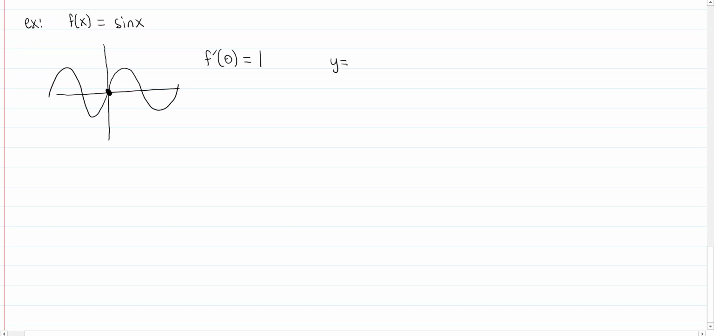We know that the tangent line to the sine function at this point passes through the point 0, 0 for x naught and y naught. And then, as we're noting, the slope of the tangent line should be equal to 1. So altogether, that really simplifies to just be y equals x.